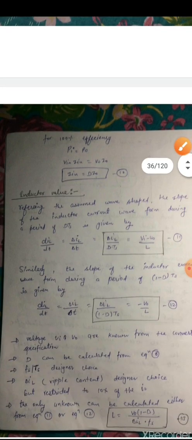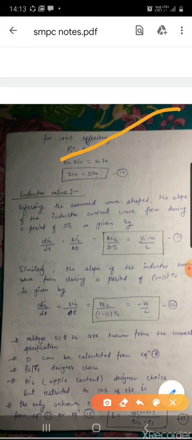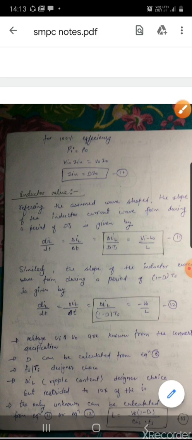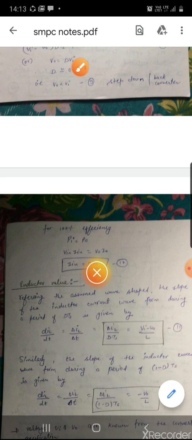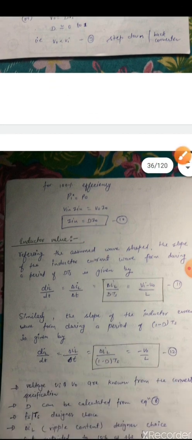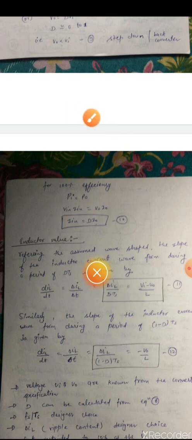For 100% efficiency, we know that Pi will be equal to P naught. So Vi into Ii equals V naught into I naught, so Ii equals D I naught. So this is the relation: V naught equals D Vi and Ii equals D I naught. We stop over here. Next time we will see the inductor values for this buck converter.